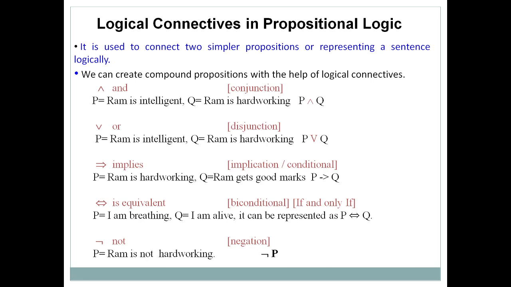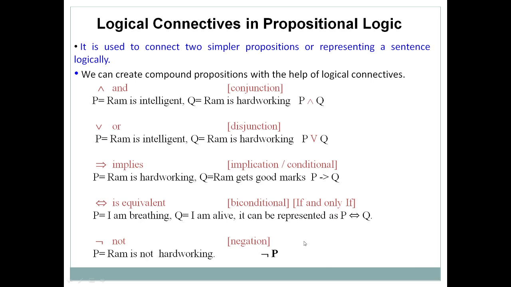P is equivalent to Q, because the biconditional is represented by the connective equivalent, and the fifth connective is not. Sometimes we need to represent a positive statement, sometimes a negative statement. Just like that, "Ram is not hardworking" is obviously a negative statement, and it is represented in propositional logic with not P. This is a symbol used to represent negation, and negation represents the not.